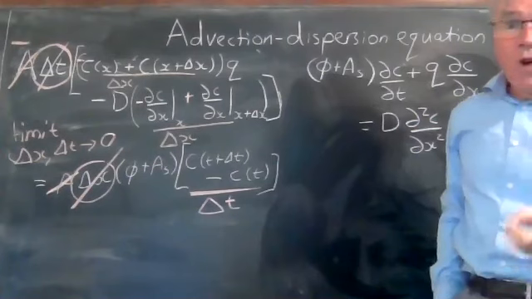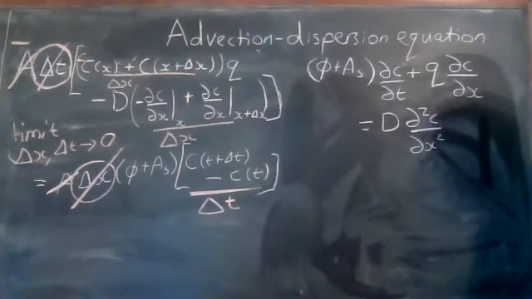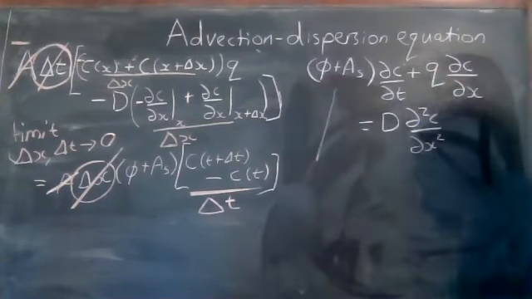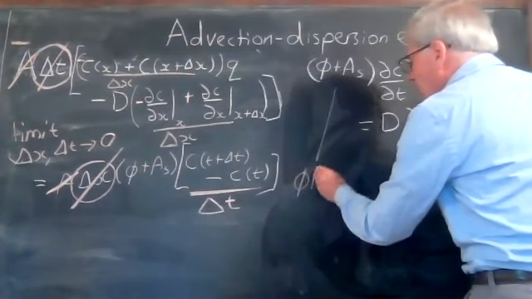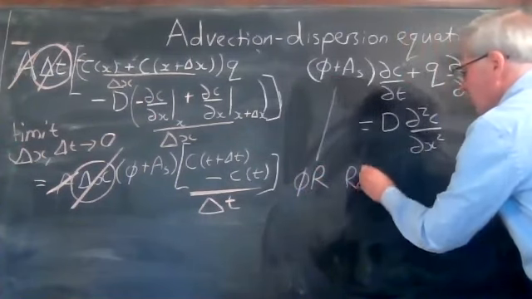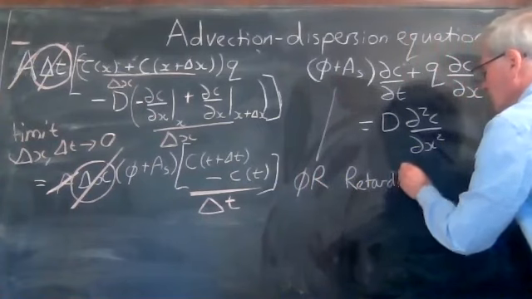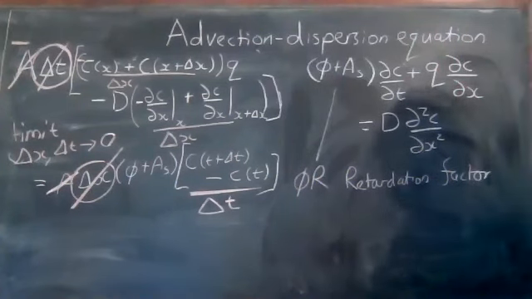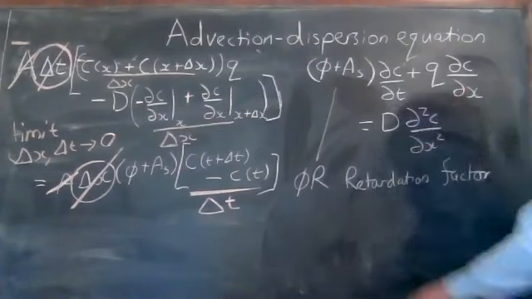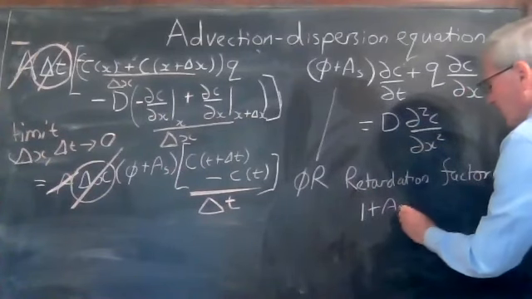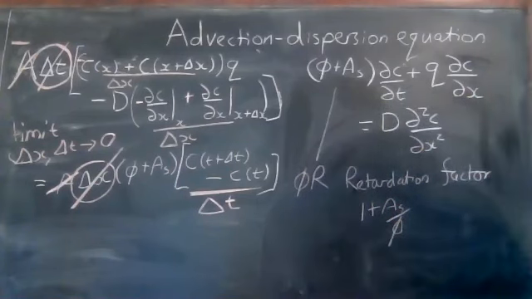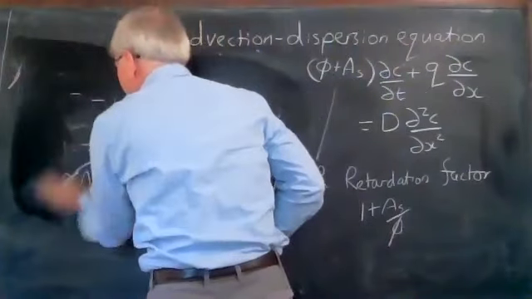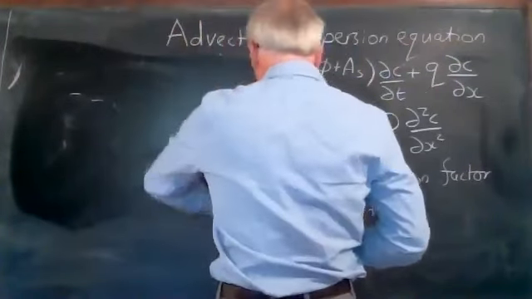Now, we normally write this equation not exactly like this. Instead of this term, we write this as phi r, where r is the retardation factor. R is the retardation factor, and obviously by definition, it's equal to 1 plus as over phi. So the form of the advection-dispersion equation that you will see on page 1 of the textbook is as follows.